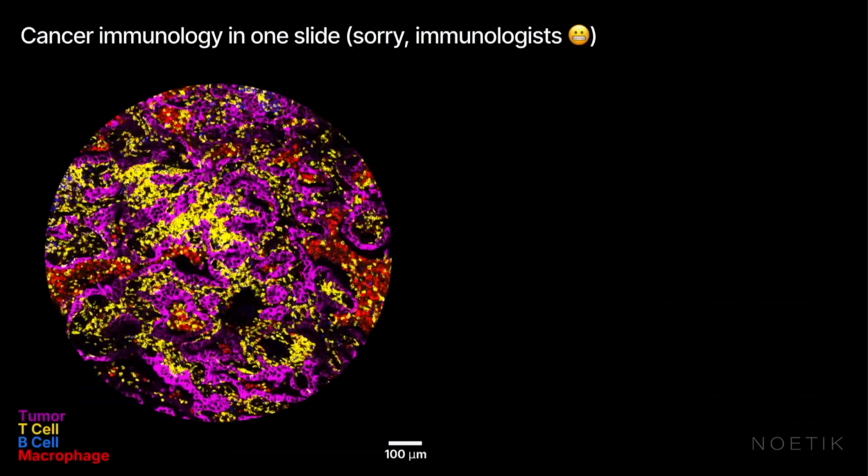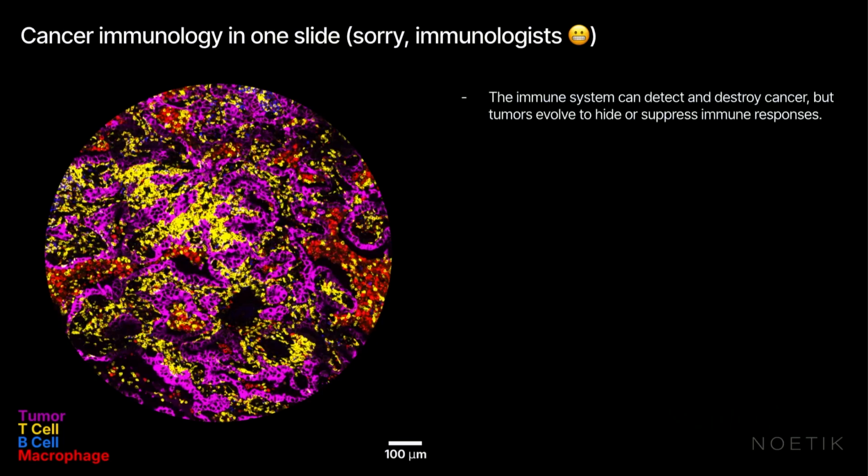Okay, this is my crash course in cancer immunology. I was talking to a card-carrying immunologist this morning and apologized for trying to boil down their entire career into a few bullet points. So please know that this is a gross simplification. The basic idea behind cancer immunotherapy is that we know that in some cases, your immune system can detect and destroy cancers, but tumors are sneaky and they evolve to either hide from the immune system or to actively suppress the immune system so that the immune system can't do its job and destroy the tumor.